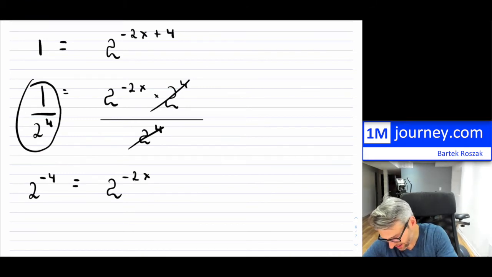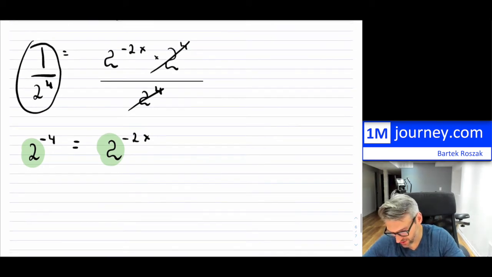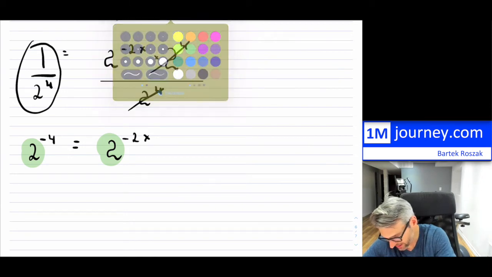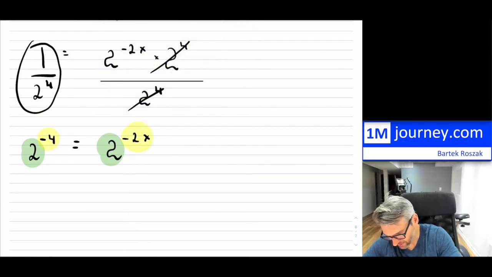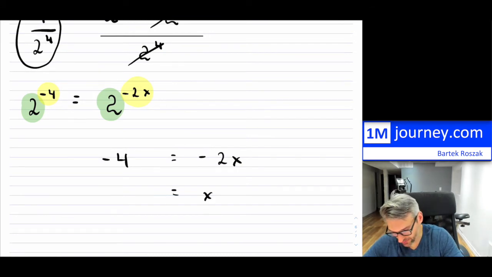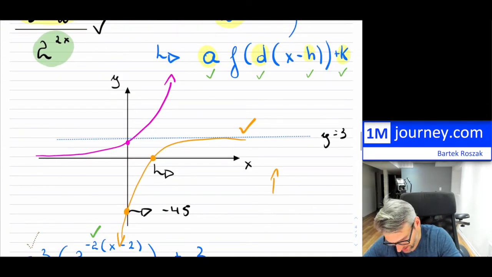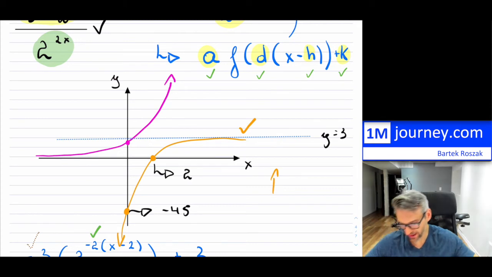Hey, wait a minute. They have the same base right here. If they have the same base, then we can actually solve for x. All you need to solve is negative 4 equals negative 2x. I can solve that. Divide by negative 2 on both sides, and you get negative 4 over negative 2, which is just 2. So that's my x-intercept. That point happens at x equals 2. So we know quite a lot without actually plotting anything.